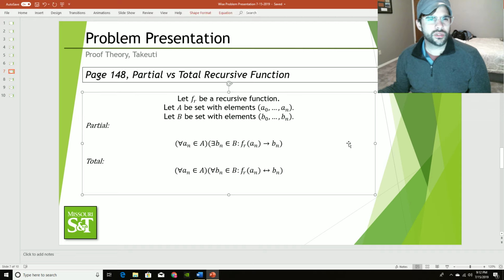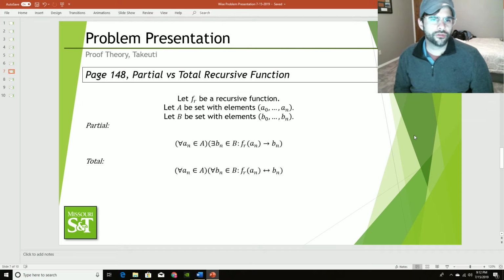Okay, so the next one is a problem presentation from Proof Theory. This is from page 148. This is really just an example of partial versus total recursive function. I actually like this terminology because it gives you an idea of the difference between the two. So I just defined a couple of things. Let fr be a recursive function. Let A be the set with elements A0 through AN, and let B be the set of elements B0 through BN.